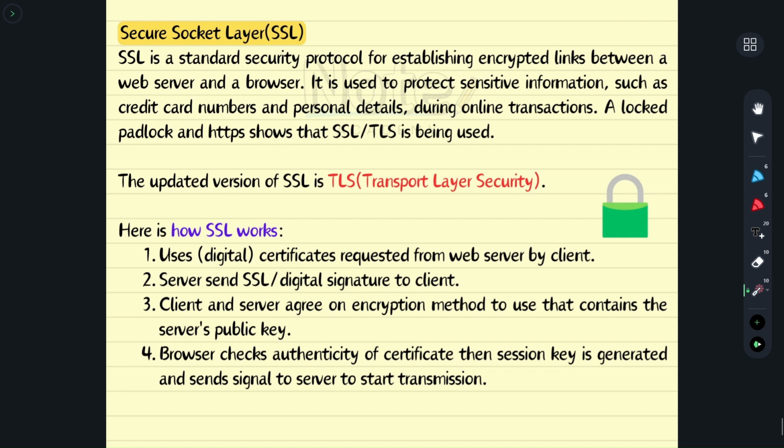A secure socket layer uses digital certificates that are requested from the web server by the client. The server will send that signature to the client. The client and the server will agree on the encryption method, and then the browser will check the authenticity of the certificate. So basically, when the connection is being established between the server and the client, they will be given a certain type of encryption code. All of the data that is being transferred between the client and the server will be encrypted using a certain key that is given when the session is being established.